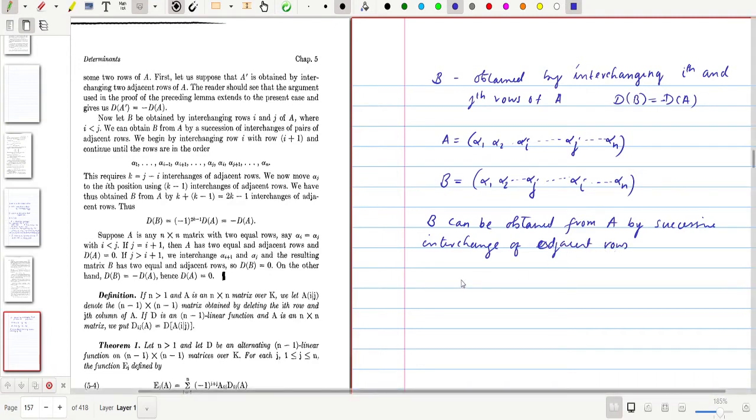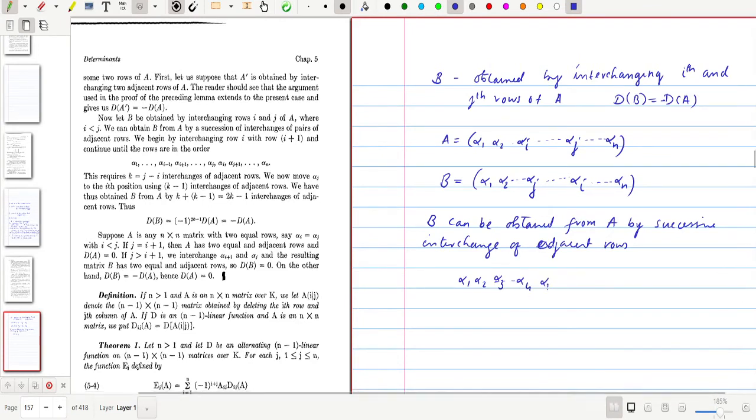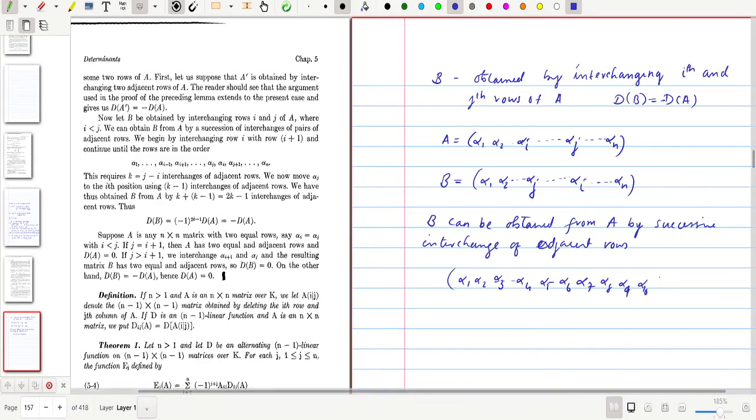That means, for example, if we have 10 rows, alpha 1, alpha 2, alpha 3, alpha 4, alpha 5, alpha 6, alpha 7, alpha 8, alpha 9, and alpha 10. Suppose you have this many rows, then how will you interchange alpha 3 and alpha 8? In order to interchange these two rows, we first interchange alpha 3 and alpha 4, then in the position of alpha 4 we have alpha 3, then again interchange these two adjacent rows, then these two, then this, and then this. So we can see alpha 3 in the position of alpha 8. So this is the 8th position.